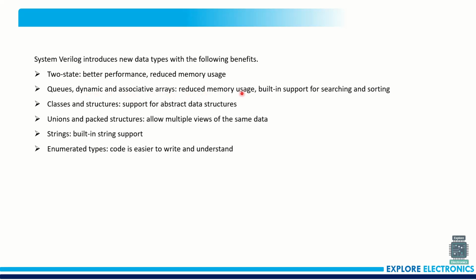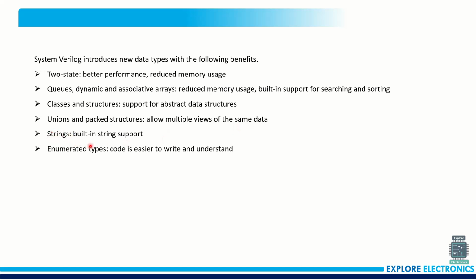These are used to reduce memory usage, with built-in support for searching and sorting. And then classes and structures. As we know, System Verilog is more powerful compared to Verilog because of the OOPS concept introduced here, that is classes and structures. And this will support abstract data structures also. Then unions and packed structures are introduced in System Verilog. These allow multiple views of the same data.